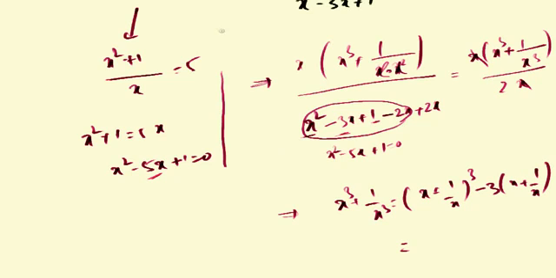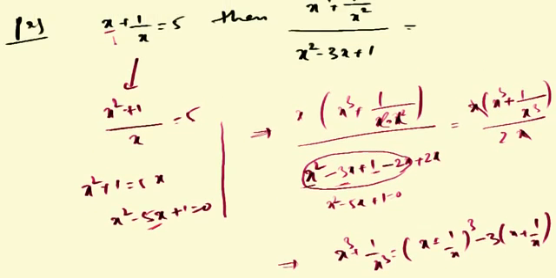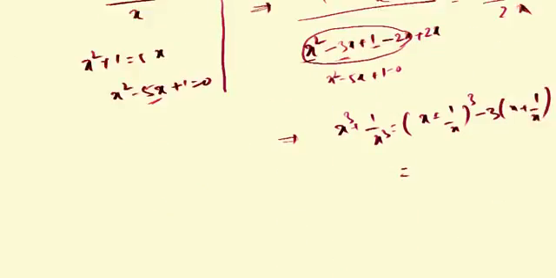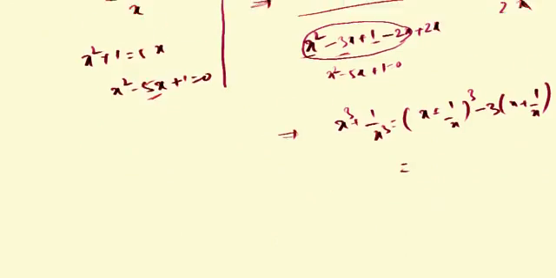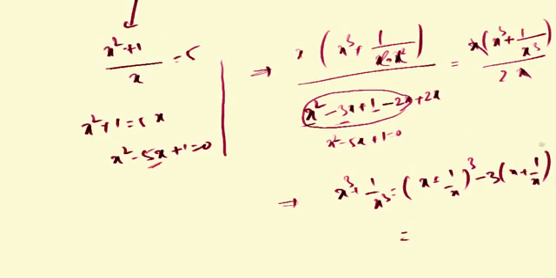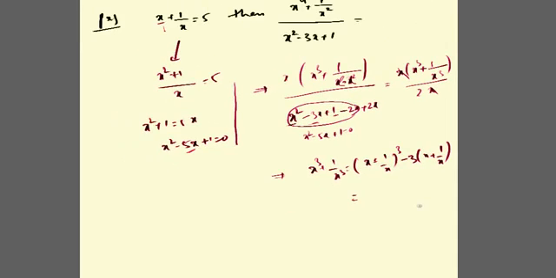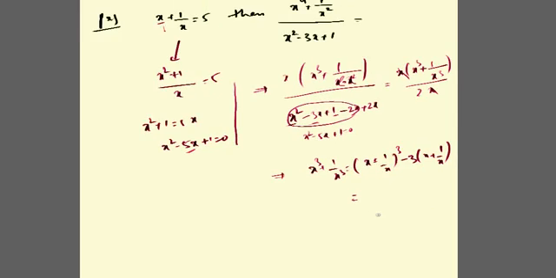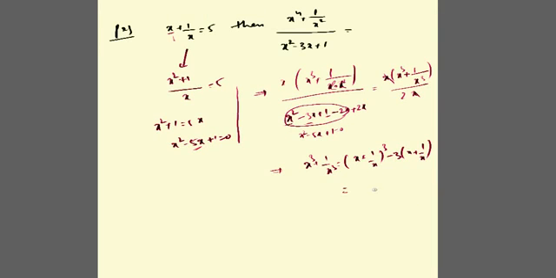What is given as x plus 1 by x in the problem? Let's go to the problem. What is given in the problem? x plus 1 by x is nothing but 5. x plus 1 by x is nothing but 5. Let me solve the problem, so that you can see the problem also. This is nothing but 5.